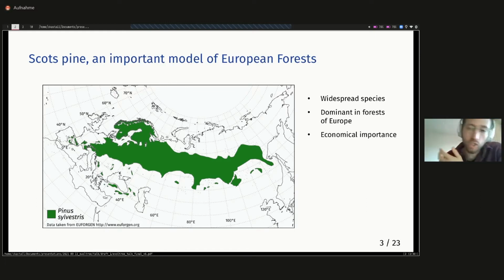And so there's a lot of interest in understanding the evolution of Scots pine, its history, how it adapted to different environments. And today I'll focus on the different populations of Scots pine, their history, how they have evolved in Europe.